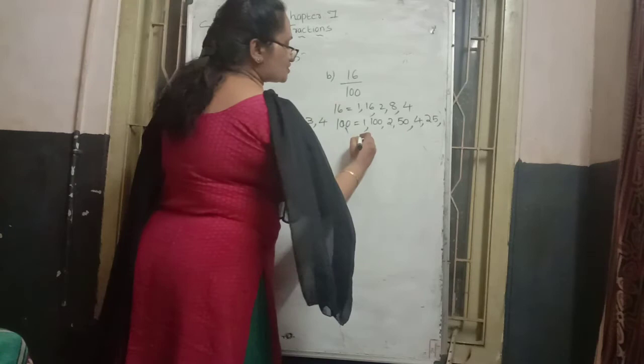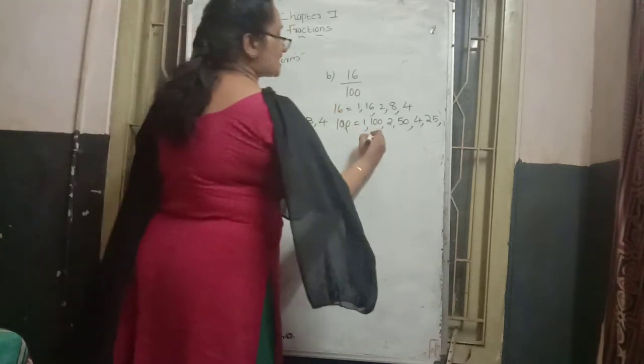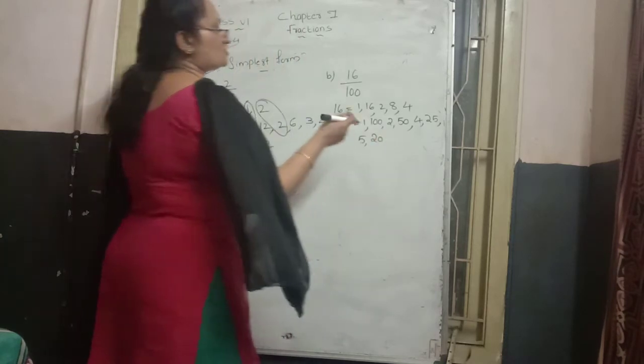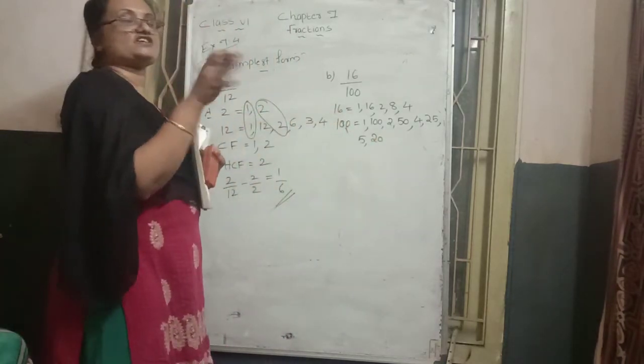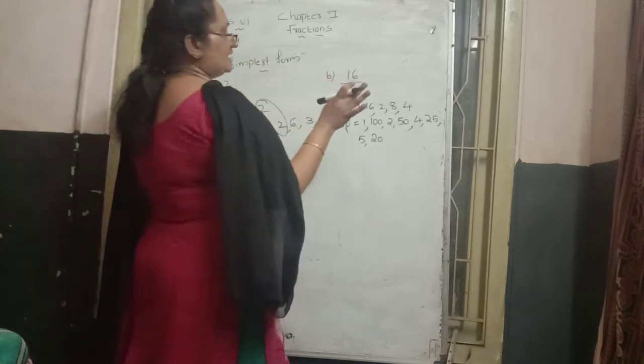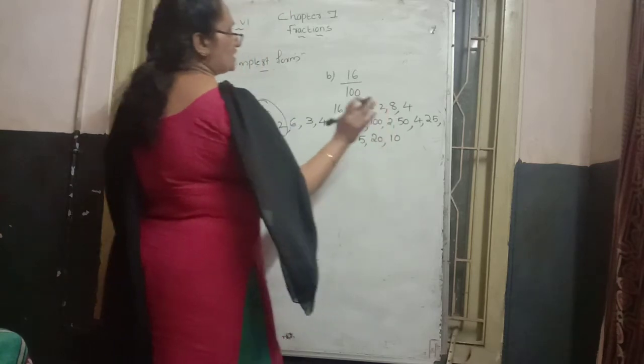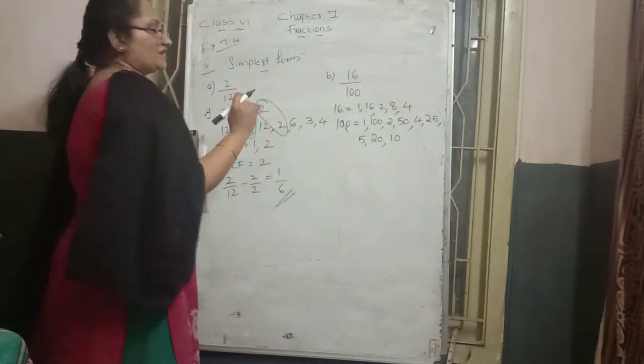Is 5 table possible? Yes, 5 table is possible. 5 into 20 becomes 100. Then 6 table not possible, 7 table not possible, 8 table not possible, 9 table not possible. Then next, 10 into 10 becomes 100. Okay, then 10 we write.